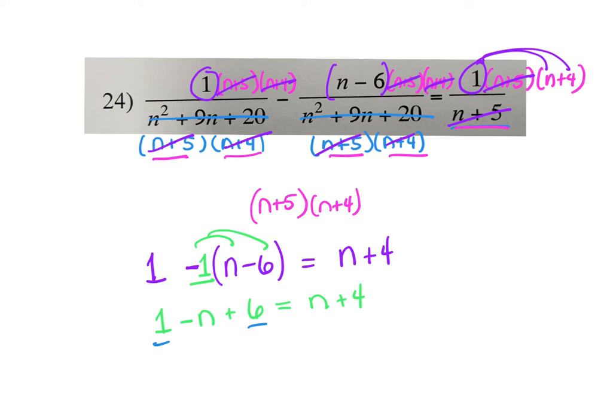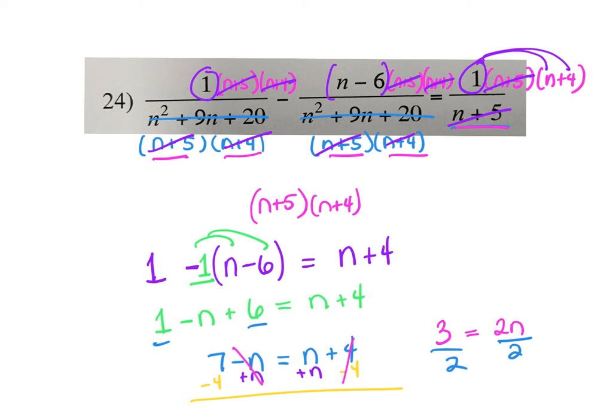Combine your 1 and 6, you get 7 minus n equals n plus 4. We are going to move all of our variables to one side and all of our numbers to the other. So you end up with 3 on the left-hand side and 2n on the right-hand side.